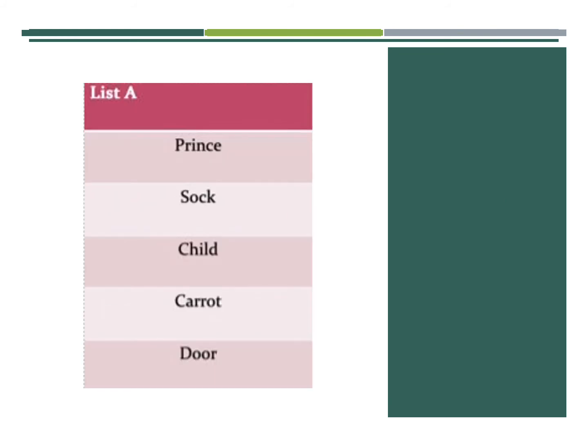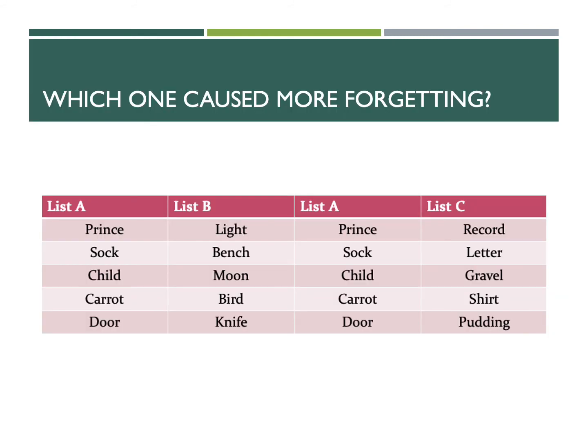Okay, time's up. So pause me now and try and remember as many as you can from list B and as many as you can from list C. Take as long as you need, but no cheating. So these are the words that you should have remembered. Write down how many you remembered from list B and how many you remembered from list C. And then I want you to think which one caused more forgetting. So did you remember more from list B or did you remember more from list C?